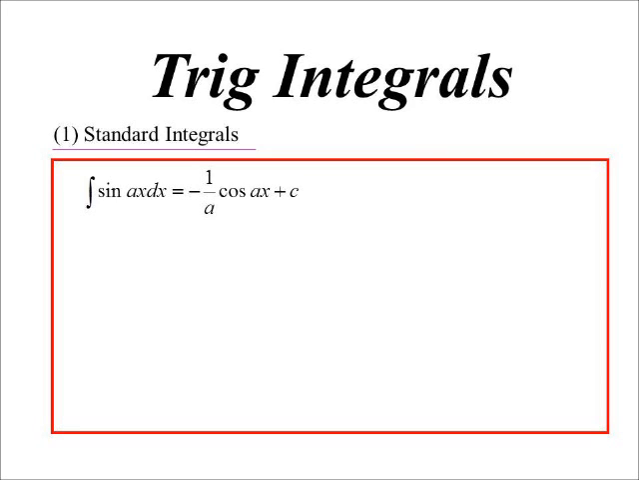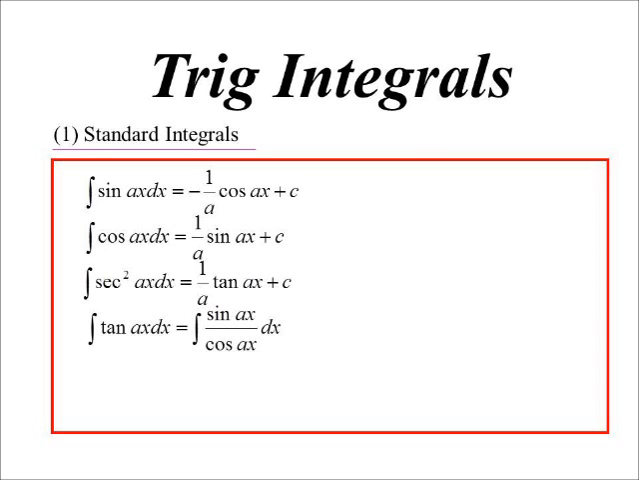So we know sine goes to negative cos. We know cos goes to negative sine. We know sec squared goes to tan. We hopefully know tan, and if you don't remember, you can rewrite tan as sine on cos. But tan goes to minus the log of cos or the log of sec, depending on whether you like negatives or not. Okay, so they're our standard ones that we know already.